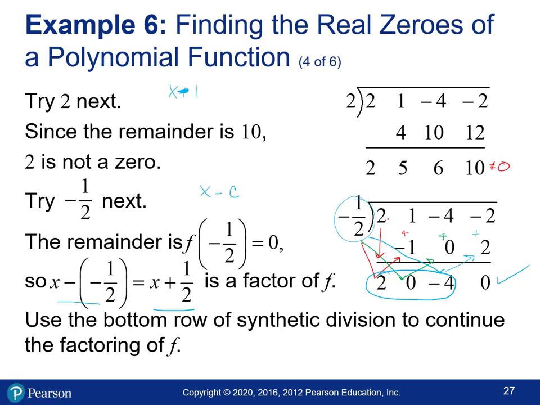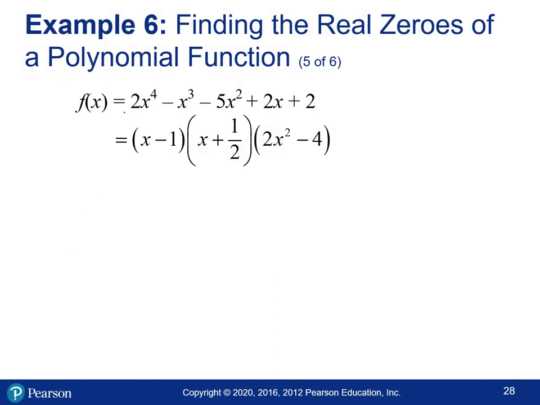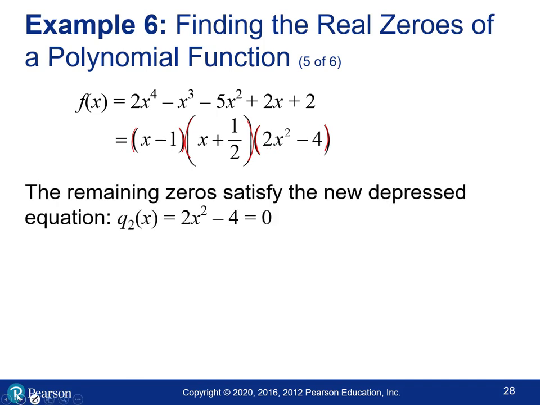So let me remind you how this worked. This was now from the depressed equation of x cubed. And so this third row is now going to be 2x squared plus 0x minus 4. So our 4th degree polynomial looks like a factor x minus 1 times x plus 1/2 times what was left over from finding this second real 0. So 2x squared minus 4. And from here, we can go ahead and just solve that one.